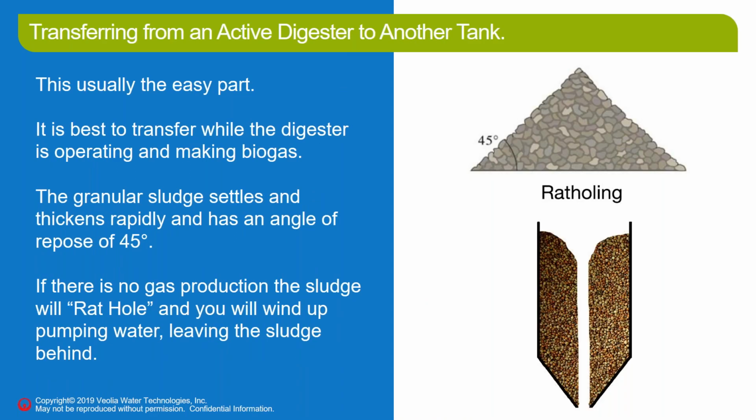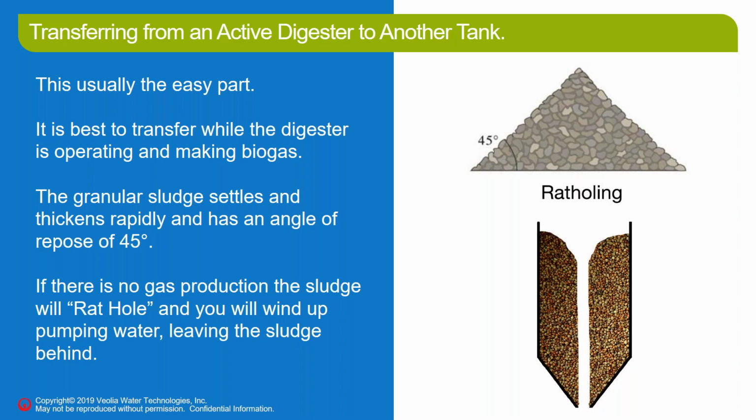When you're transferring sludge from the reactor to another tank, or from any tank to another tank, it's best to try and keep the sludge moving. So if you're transferring from the reactor, you want to keep it fed so that you're making biogas. That keeps it stirred up. You have to remember that granular sludge settles and thickens rapidly, and it has an angle of repose of like 45 degrees. So you can test this for yourself with your granular sludge.